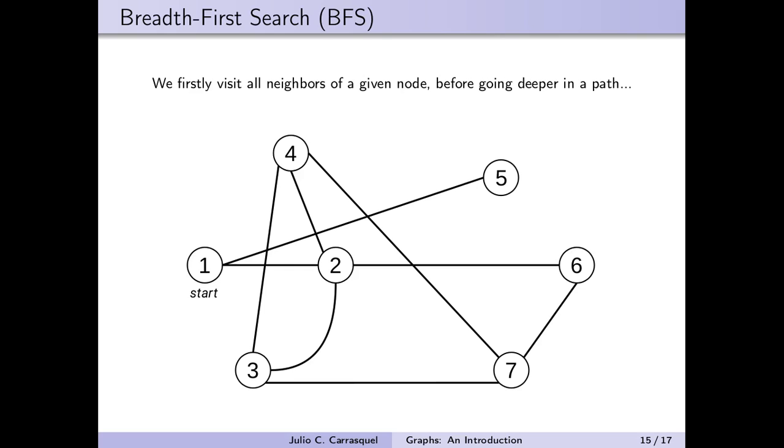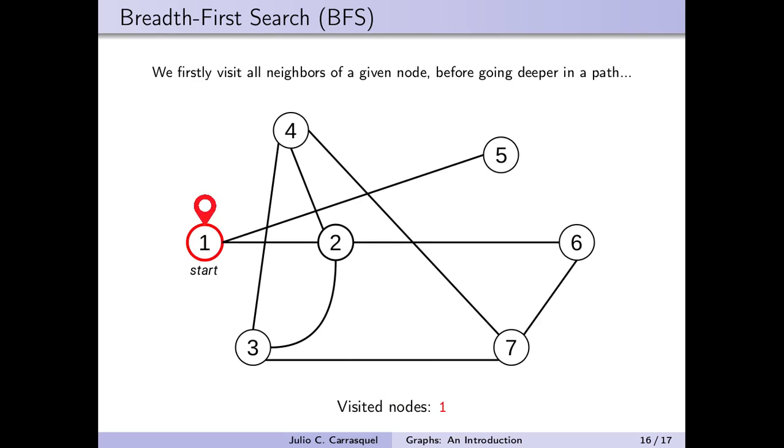The second algorithm is called Breadth-First Search. Here the idea, in contrast with DFS, is that we are not going to move as deep as we can, but as broadly as we can. We are going to first visit all the neighbors in one level before going deeper into a path. For example, starting from node 1, we are going to visit first 2 and 5.